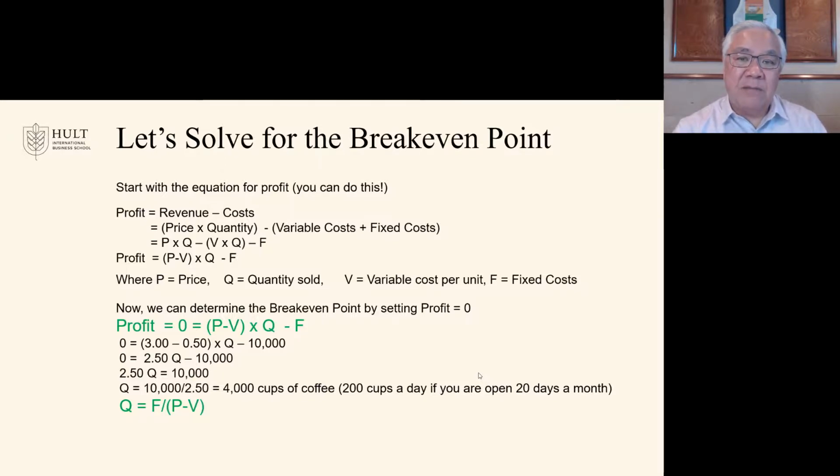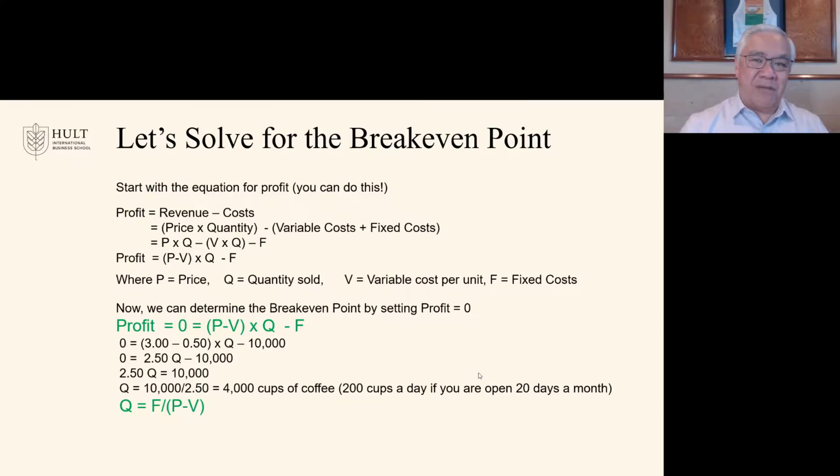And notice that we can do a shorthand of the break even, because at break even, the quantity equals the fixed cost divided by the profit contribution, the unit contribution of P minus V. So that's how we solved it for this one case of how much do I have to sell in my coffee shop to break even.